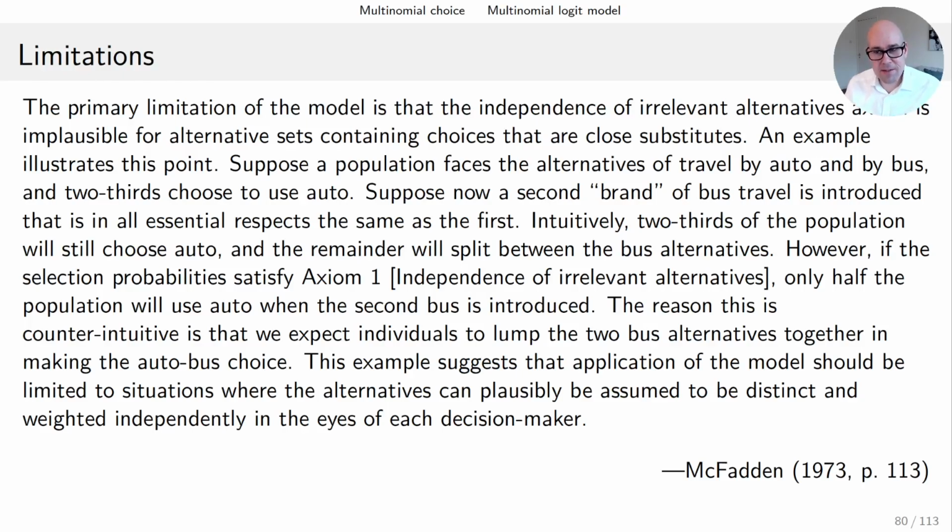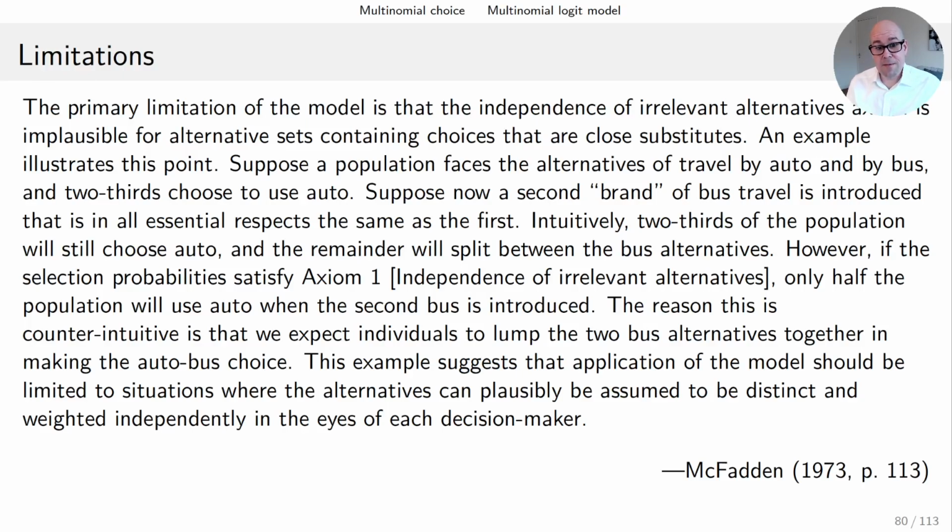So this is very abstract. So for that reason, he provides an example that has become famous. And I just want to give you here the original wording to make that clear. So suppose a population faces the alternatives of travel by auto, so that's car, and by bus, and 2/3 choose to use auto. Suppose now that a second brand of bus travel is introduced that is in all essential respects the same as the first. Intuitively, 2/3 of the population will still choose auto, and the remainder will split between the bus alternatives.